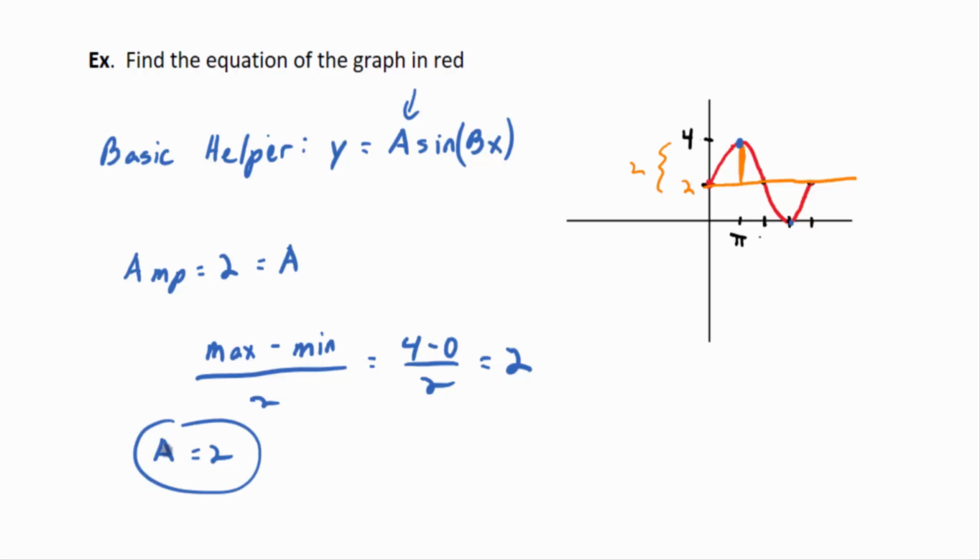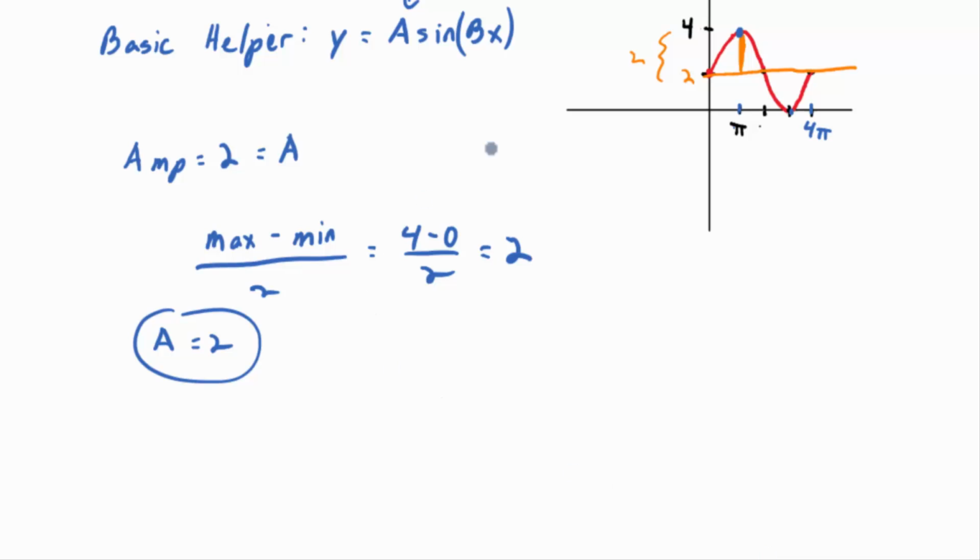B, we need B. B is related to what? The period. What does it appear the period is? So the scaling, I didn't give you this scale mark, but I did give you this scale mark, is pi, and there's how many of them? 1, 2, 3, 4. So 4 pi would be the period it appears, right? Okay, so how do I find B then, if I know the period is 4 pi?